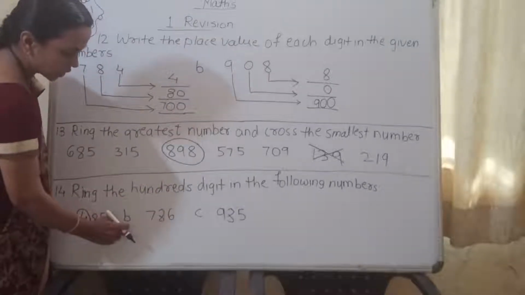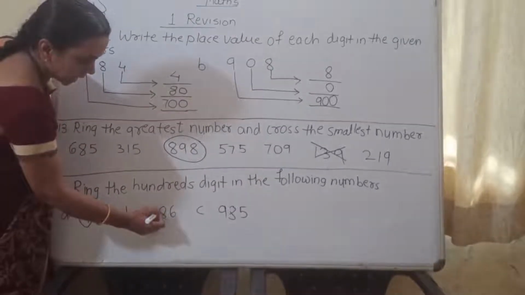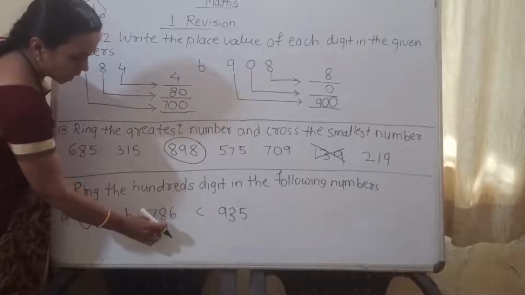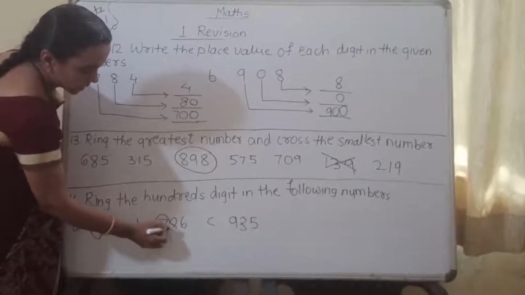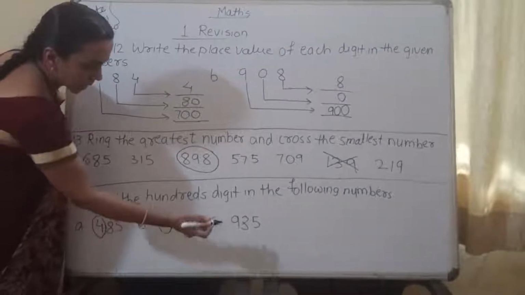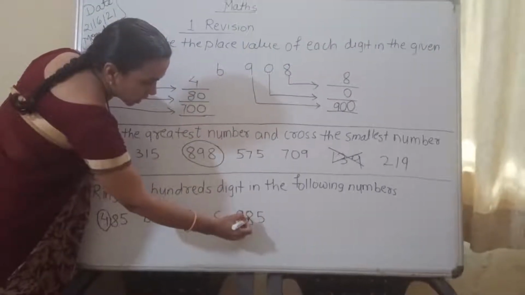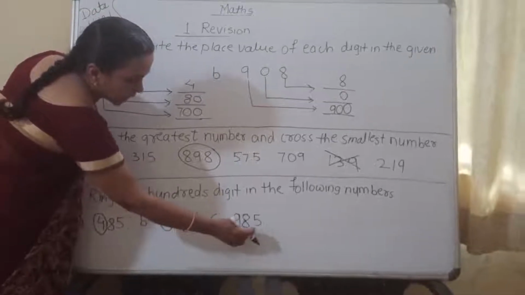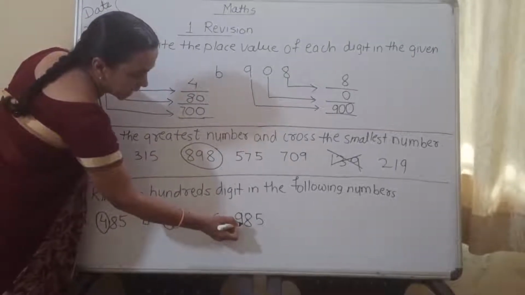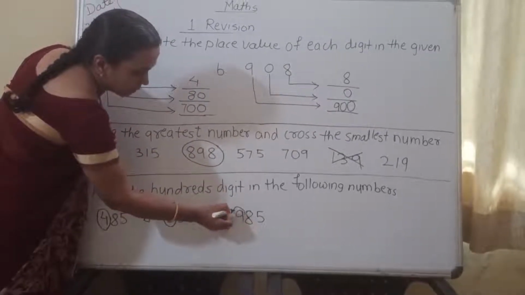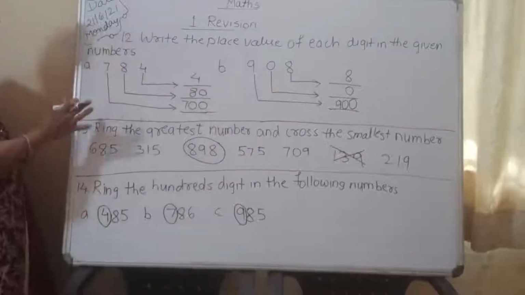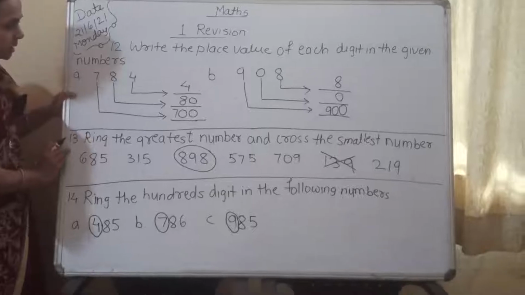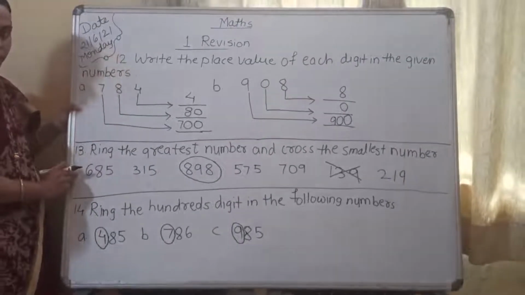Now see B question. 786. So ones, tens, 100. So 7 is at hundreds place. So we have to do here circle. Now see third question 985. Ones, tens, 100. So 9 is at the 100 place. So we have to do here circle. So write down all these answers correctly in your textbook.